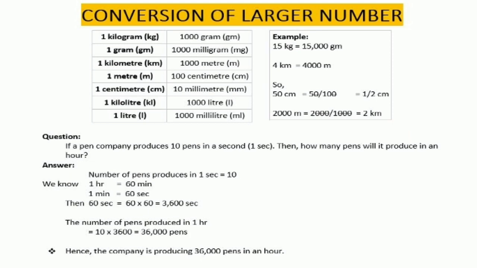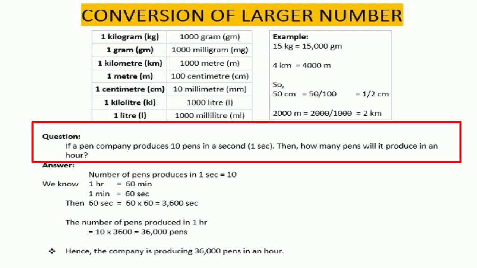So, for clear understanding, we have to solve a question regarding this. The question is: a pen company produces 10 pens in a second. Then, how many pens will it produce in an hour?